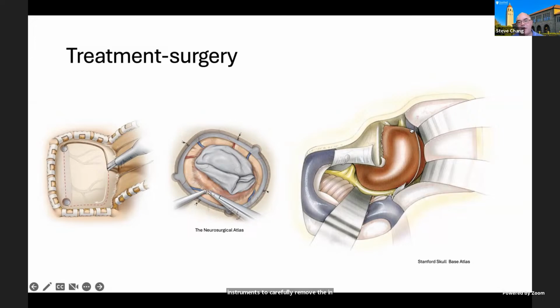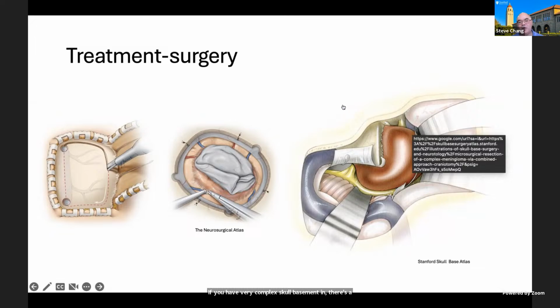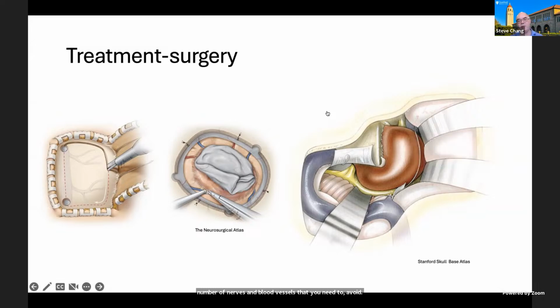If you have very complex skull-based meningiomas, there's a number of nerves and blood vessels that you need to avoid. And so some of these surgeries of the skull base can take all day to do. An easy meningioma, it may be a 90-minute case, maybe a 2-hour case.